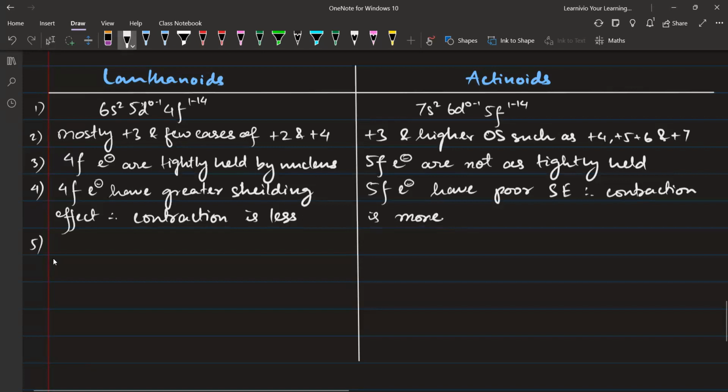A very important property of transition elements is that they can form complexes, है ना? They can form coordinate bonds and they can form coordination compounds. So the actinoids have higher tendency to form complexes. Lanthanides generally have lower tendency to form complexes, और इसकी यहाँ होती है higher tendency.